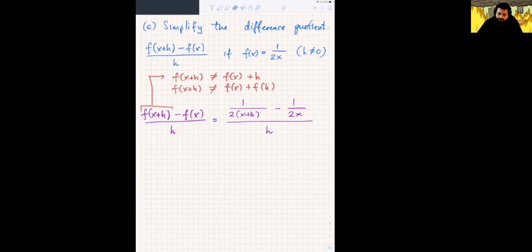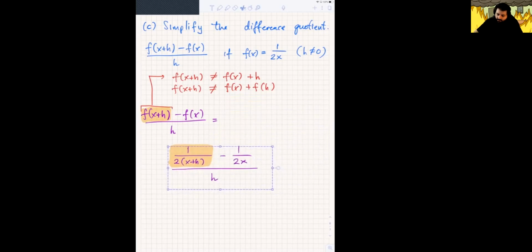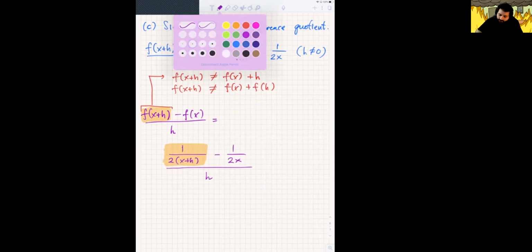Okay. So I just highlight that. So this orange term, f of x plus h, has become this term. So it's function composition. All right, so I'm just going to put this on the next line because I want to write a bit more here.